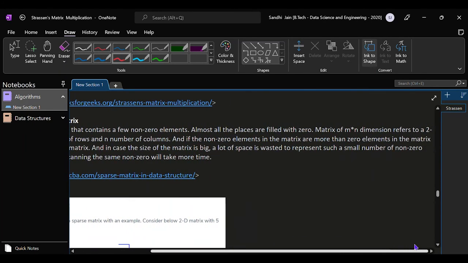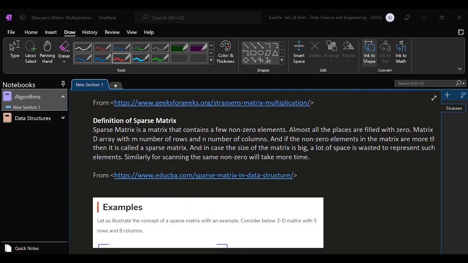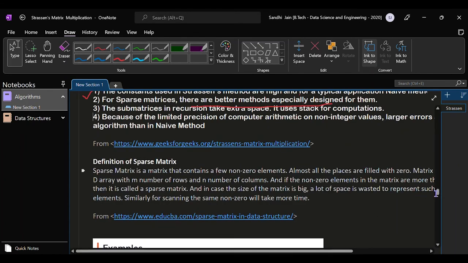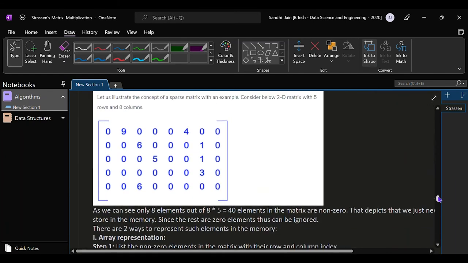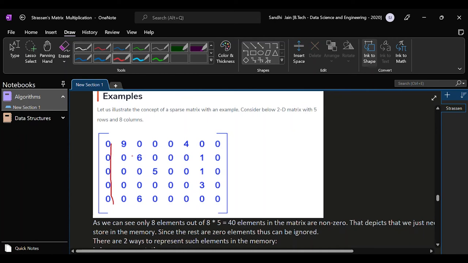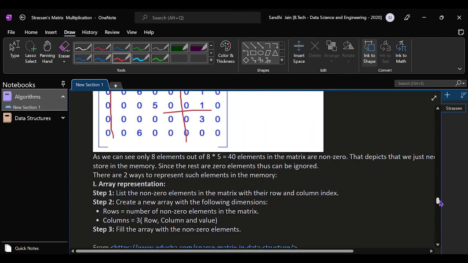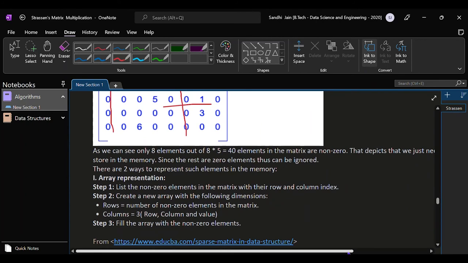Matrix of m cross n can be referred to as a 2D array with m number of rows and n number of columns. So the basic simpler thing is कि उसमें कुछ जगहों पर काफी spaces में zeros obtain होते हैं, like this case. So there are so many zeros here. So many zeros, all zeros. So most of the elements are zeros only. If you are going to notice, in that case, Strassen's multiplication is not useful. उसकी जगह बहुत सारे methods हैं that are available for computation purposes.